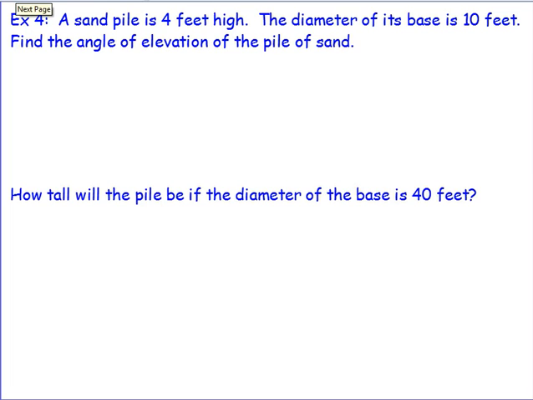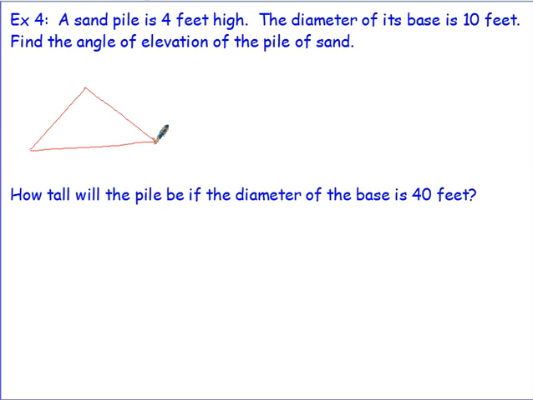A sand pile is 4 feet high. The diameter of its base is 10 feet. Find the angle of elevation of the pile of sand. So if you've ever seen one of those hourglasses where the sand trickles down, when sand forms a pile, it's not straight up and down on one side. Sand piles tend to be flat on the bottom, and they have a peak in the middle like that. And they're usually pretty much the same on both sides. And that's the assumption we are making here. We are going to assume that this triangle is the same on both the left and the right.